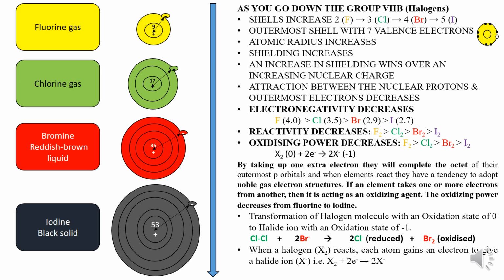Generally when a halogen reacts, each atom in the halogen gains an electron to give a halide ion. So the oxidation state of the chlorine atom is 0 in molecular chlorine, while the oxidation state of the chlorine atom in the halide ion is -1, as it is rich by 1 electron after the redox reaction.